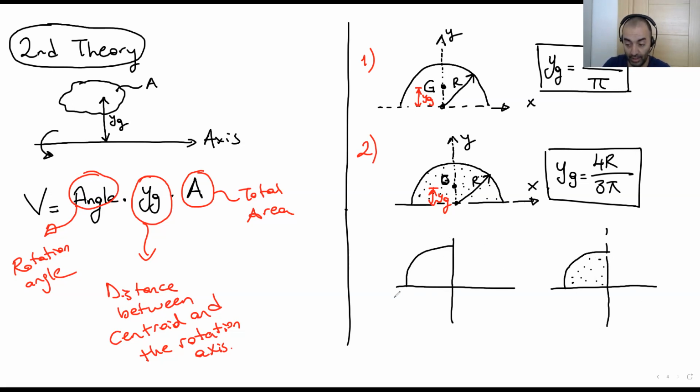If we have these, what are the locations? Let's have a look. The center right point is here. This is G, in two directions. And for here, 2R over pi.